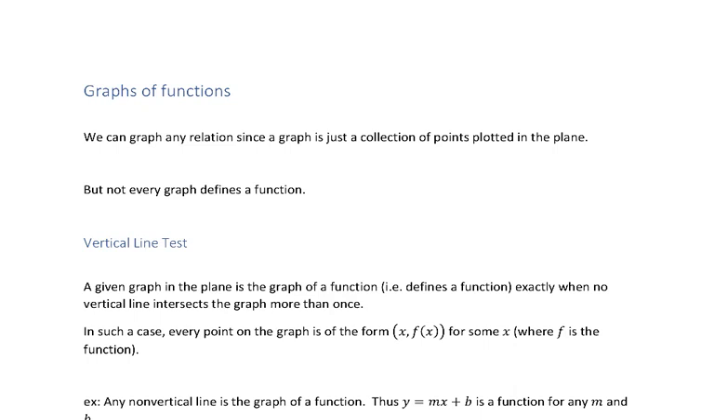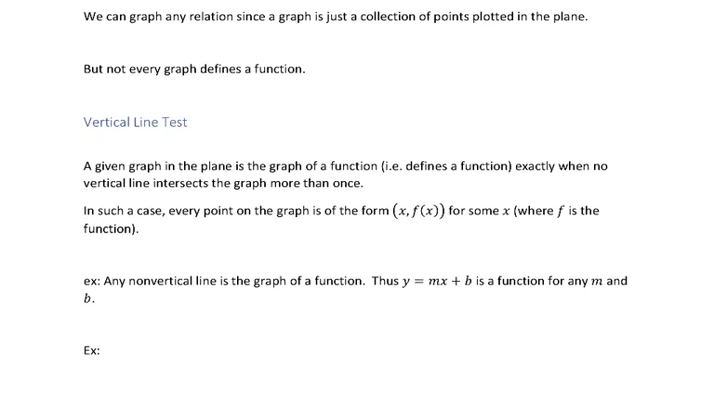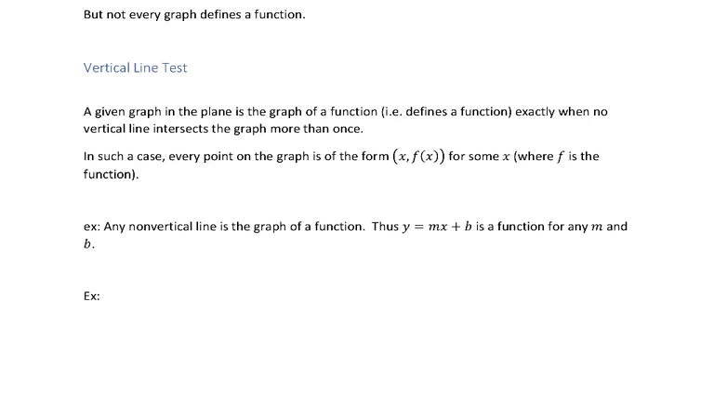Okay. Now what we're going to do is consider graphs of functions. We can actually graph any relation because remember, a graph is really just a collection of points that are plotted in the plane, as we have seen earlier. So from every relation, you can get a graph. And really, from any graph, you can actually get a relation. There might be infinitely many points, but it's still a relation. Not every graph, though, gives us a function, just like not every relation gives us a function. And how do we tell which graphs are graphs of functions? Well, that's where the vertical line test comes into play.